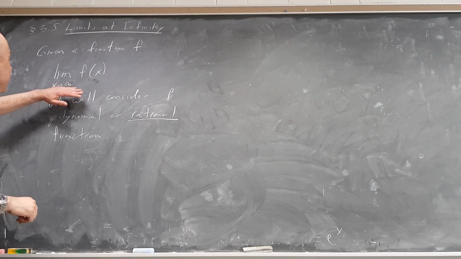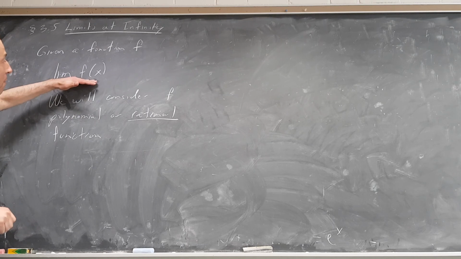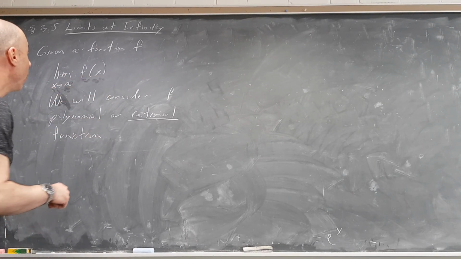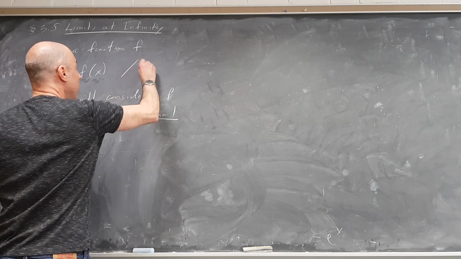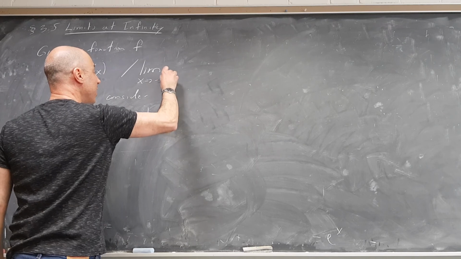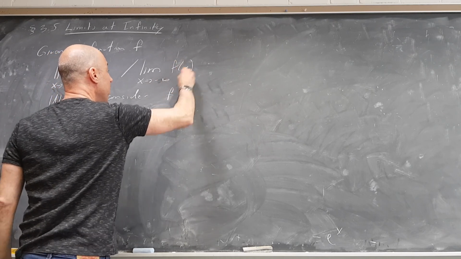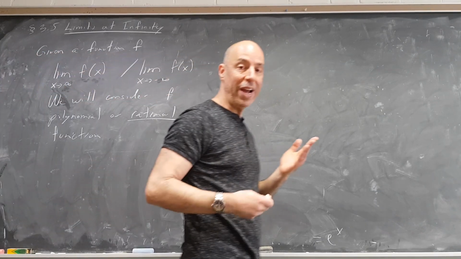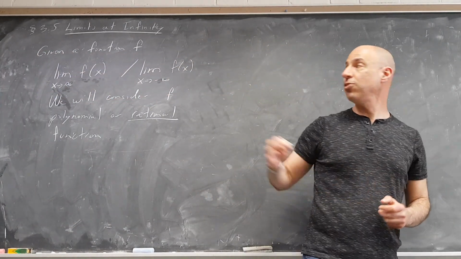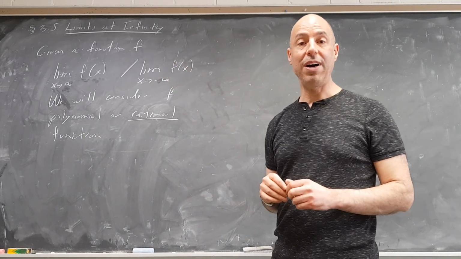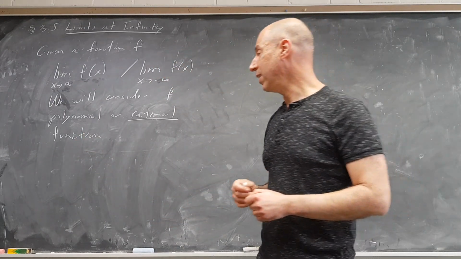So again, as x gets very, very big, what happens to the y value of the curve y equals f of x? We'll also talk about limits as x goes to minus infinity, as x gets big and negative. So here, if we take a long walk off to the right, what's happening to the y values? And here, if we take a long walk off to the left, what's happening to the y values? Let's do some that are fairly obvious.